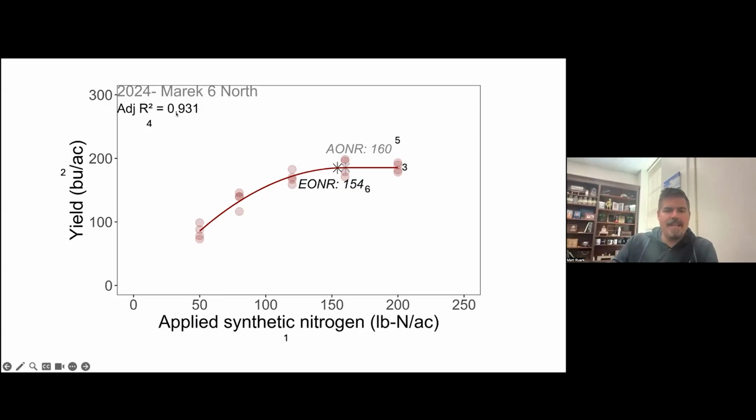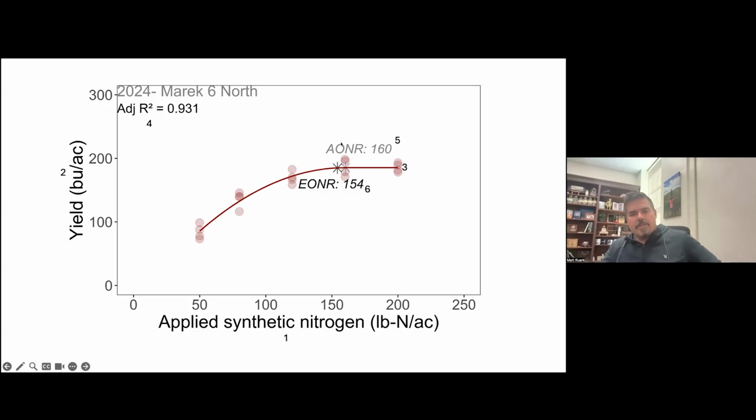It implies that 93% of the variation in yield can be explained by the nitrogen rates themselves. So there's not a lot of variation left over. So it's a really strong response curve. Then from those response curves, we can produce two pieces of information.